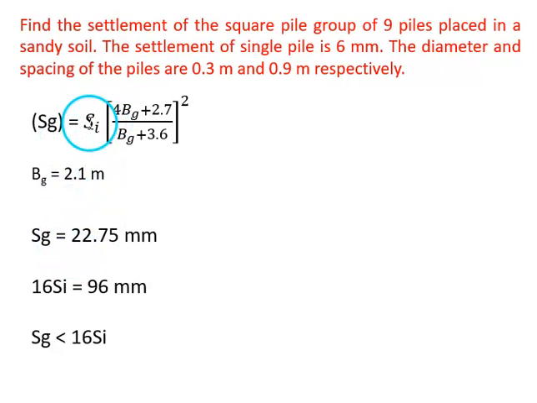So here Bg is the width of pile group, which is 2.1 meter, and settlement of pile group equals settlement of single pile, that is 6 mm, 6 into (4 into 2.1 plus 2.7 divided by 2.1 plus 3.6) whole square, which is coming as 22.75 mm.